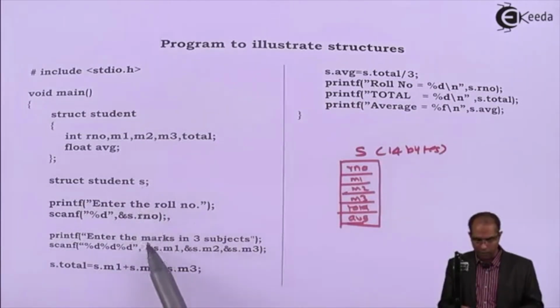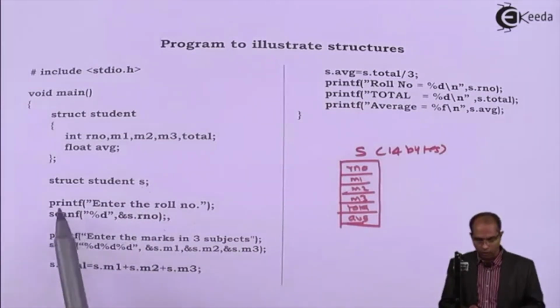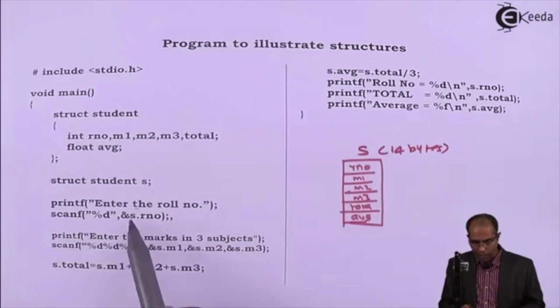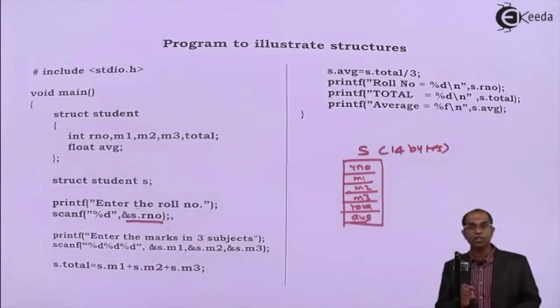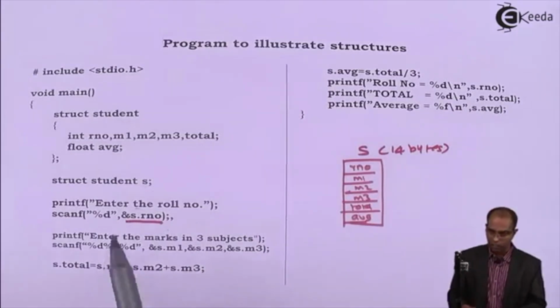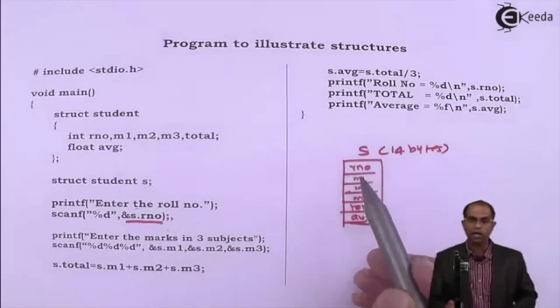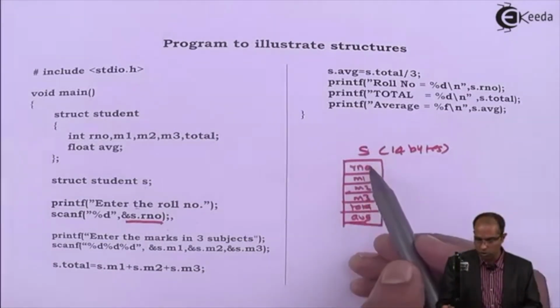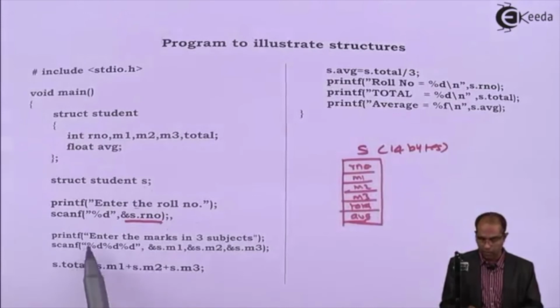First, let me do the read operation. How do I do this? I'll ask the user to enter the roll number, and here I'll say %d, ampersand of s dot rno. Here s dot rno will store the roll number. So whatever number the user enters is going to be stored in this particular structure member. I'll ask the user to enter the marks in 3 subjects, %d ampersand of s dot m1, ampersand of s dot m2, ampersand of s dot m3.